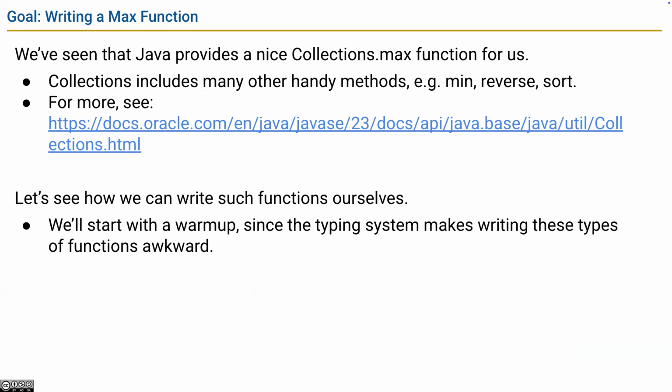So we know there's this nice Collections.max function, but there's other functions like min, reverse, sort, and all of these functions are able to use orders to do useful tasks. So I'm going to show you how to write such functions, and I'm going to start by showing you some of the pain that comes with a static typing system.